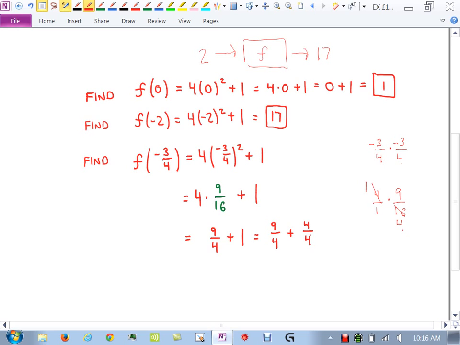Because I'm trying to add 9/4 to 1, I need to get a denominator below the 1 that matches this one, so I get a 4 down here. But the only way to get a 4 here is to put a 4 on top and bottom. So 4/4 is still 1, but now I have the same denominator. Now add those. 13/4. Remember, when you add fractions, you do not add the bottoms, you just add the tops. So 13/4.